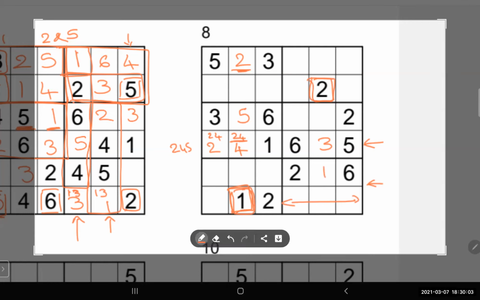If this is 1, can I have 1 here? No, sir. So if this is 1, this is 4. Right? So because of this 1 over here, we're able to solve this, this, and this. Correct? Yes, sir.